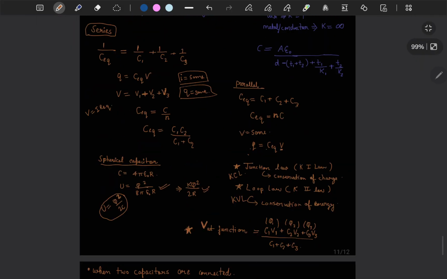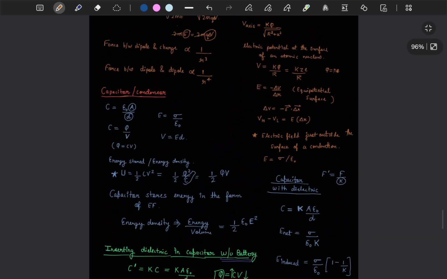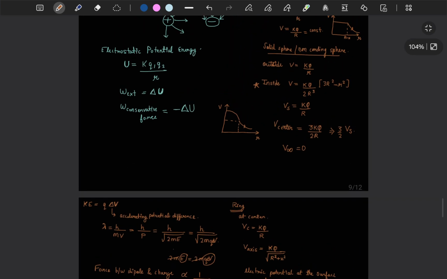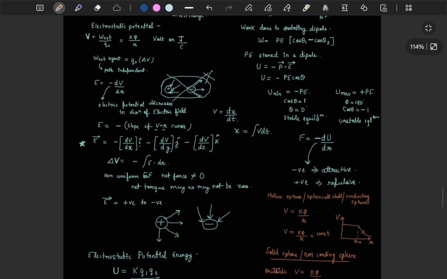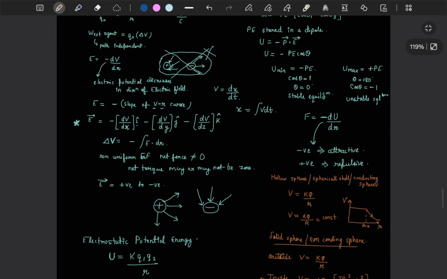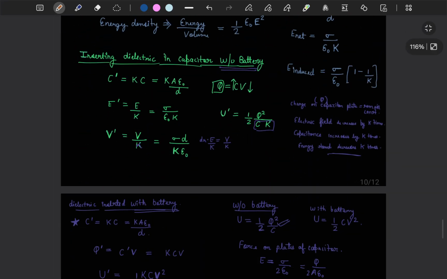So this was all about the chapter electrostatic potential and capacitance. We have completed it in 45 minutes. I hope you understand this chapter, and stay tuned for further updates and revision classes.